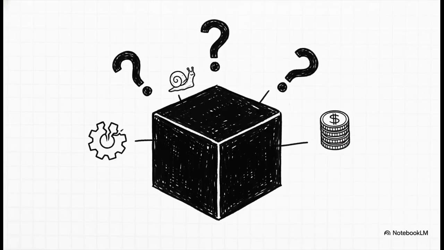Think about it. For a lot of us, our LLM app feels like this total black box. You ship your code, and for a while, it just works. Until, of course, it doesn't. And then the questions start piling up. Why did my agent fail? Why was that call so slow? And the big one, how much is this actually costing me per user? Right now, answering these feels like pure guesswork.